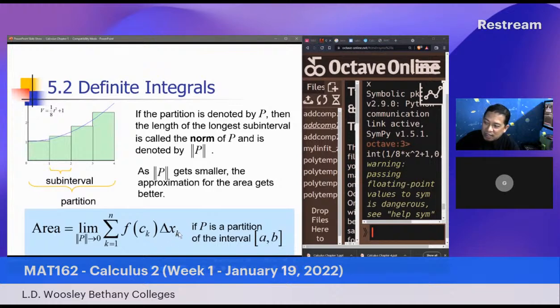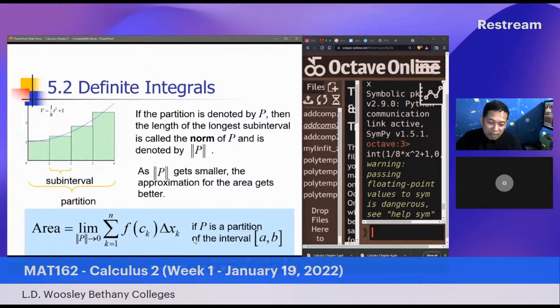Kung ilang hati ba yan. Kung hati mo 100, k is equal to 1 up to 100 yan. So therefore, meron kang delta x sub 1 up to delta x sub 100. Ganon din yung counterpart niya, f of c sub 1 up to f of c sub 100, yung corresponding values niya sa y-axis. And P is the partition of the interval AB.